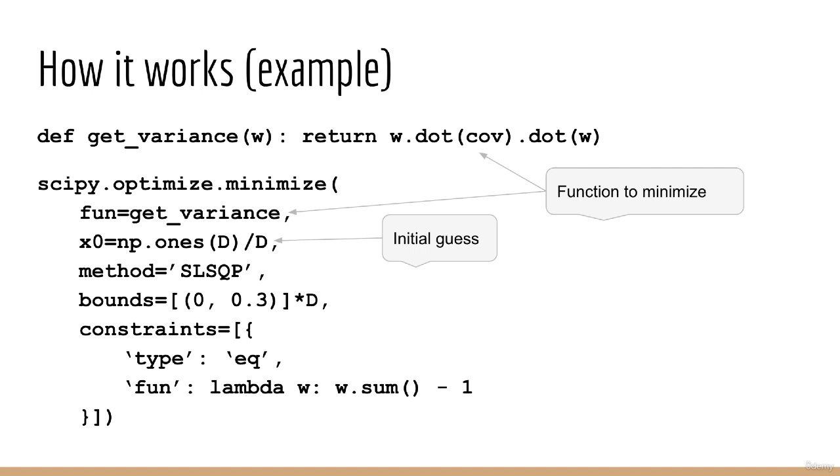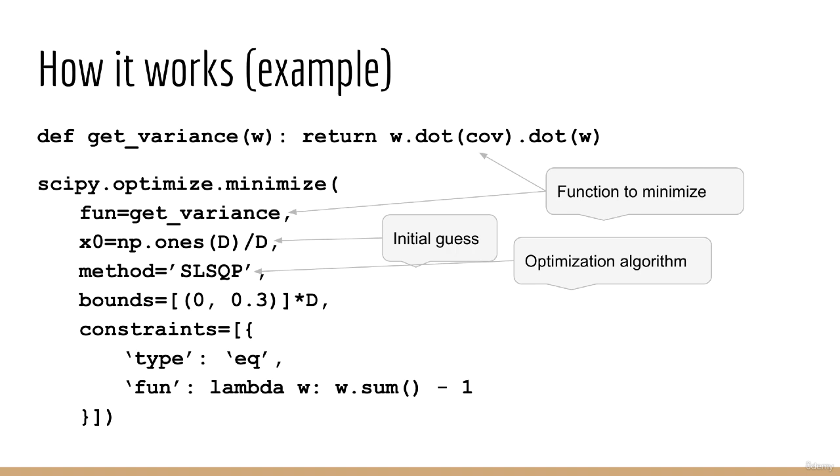The next relevant argument is method. SciPy's minimize function can use different optimization algorithms, but we will be using one called SLSQP. This stands for sequential least squares quadratic programming. Now, don't be fooled by the name. This is still a generic optimizer. The next relevant argument is the bounds. This works exactly the same way as it did for the linprog function. So you can pass in a list with d items, and each item will be a tuple containing the upper and lower bound for that element.